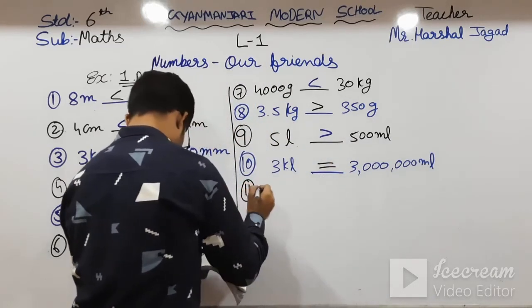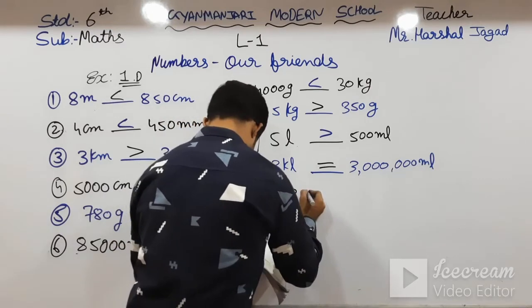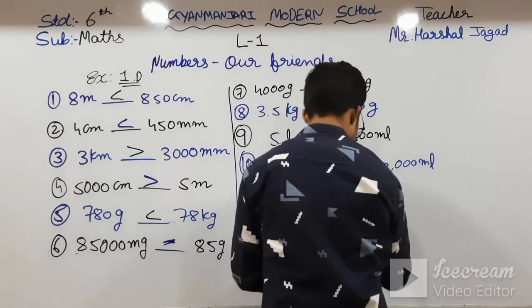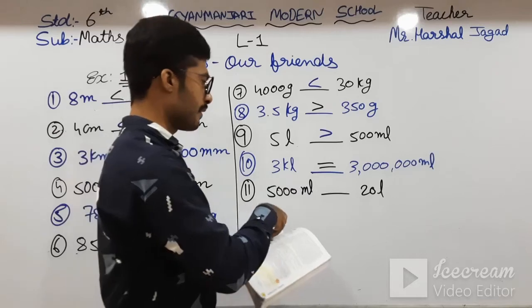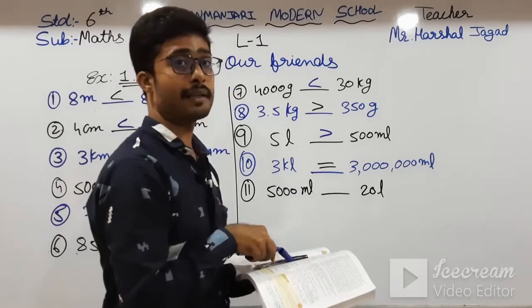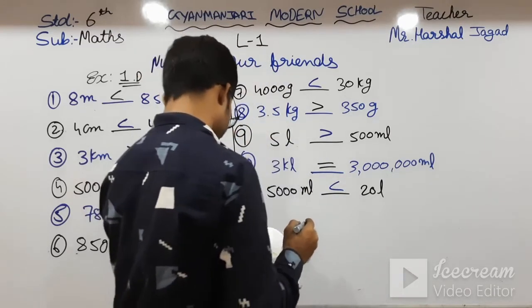11th one, that is 5000 ml and 20 liter. 1 liter is equal to 1000 ml. So 20 liter is equal to 20,000 ml. So which one will be greater?